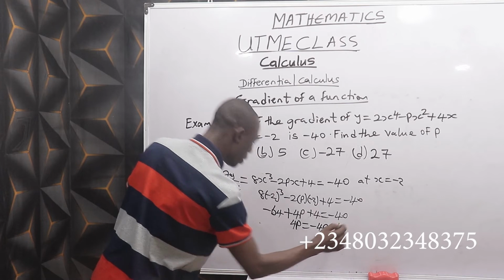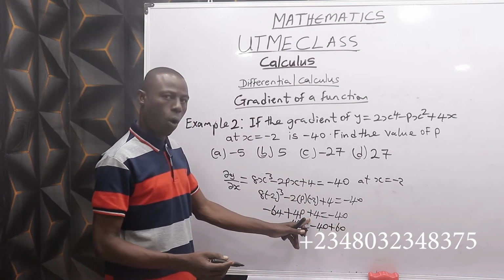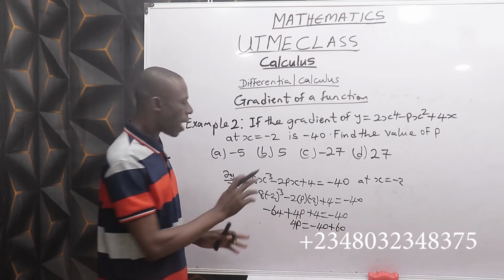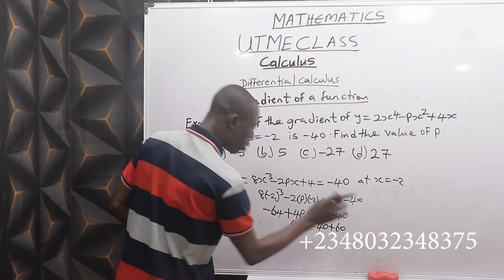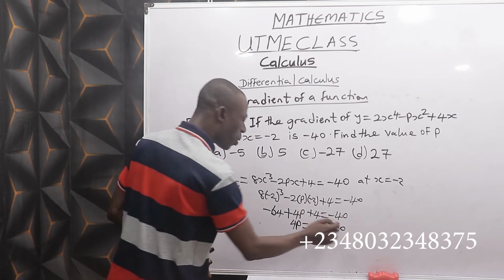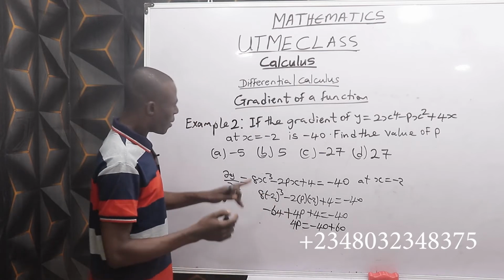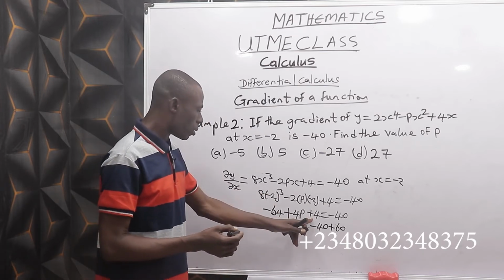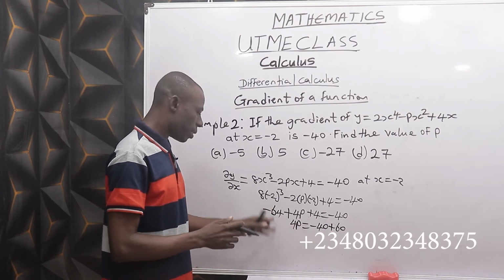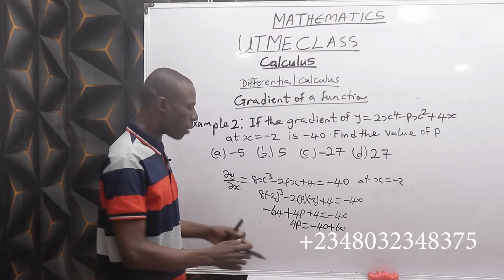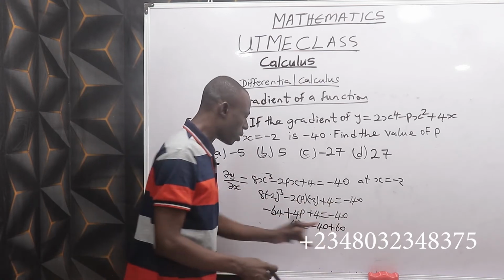positive 60. This is what I do. Negative 64 plus 4 gives negative 60. That negative 60, by the time we take it across the equality sign to the other side, it becomes positive 60. Do you understand? The negative 64 plus 4 gives negative 60. That negative 60, when we take it across the equality sign to the other side, it becomes positive 60.